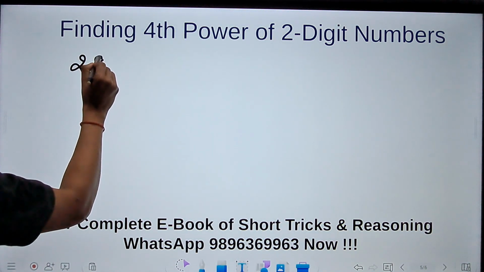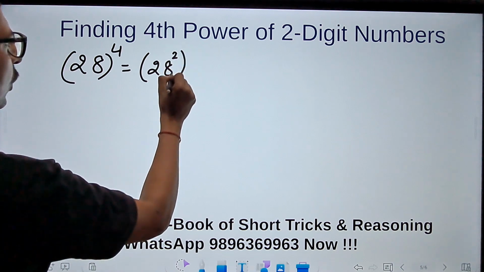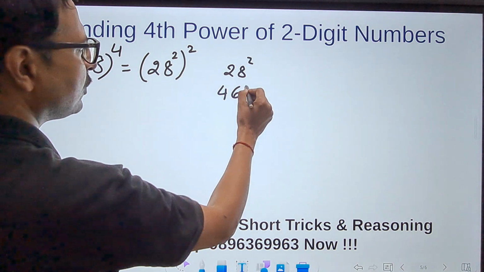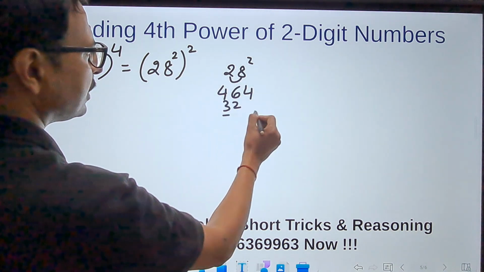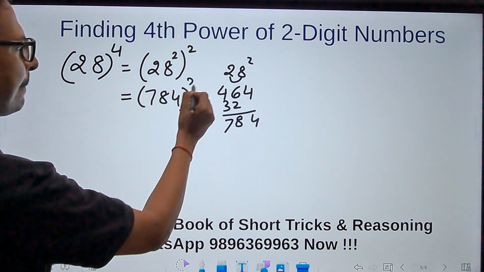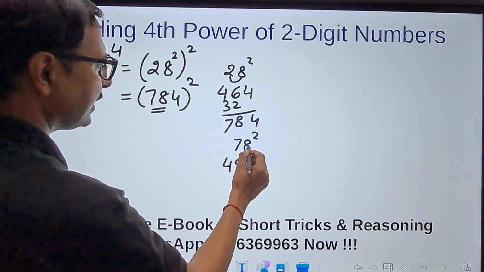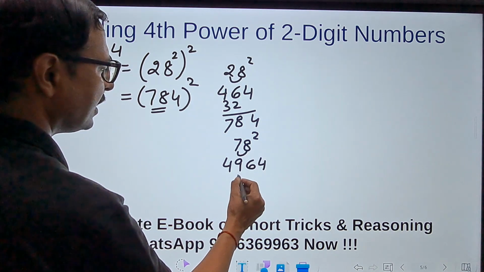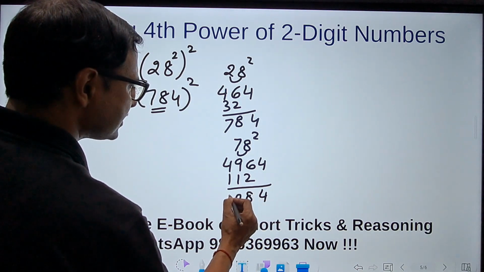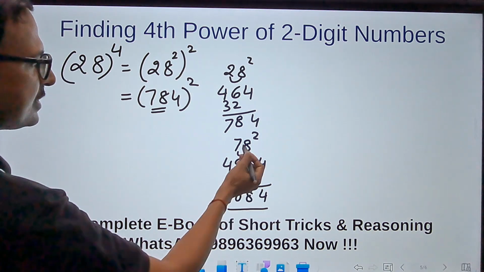Can we do 28 raised to power 4? So let's do it quickly now. So this is 28 square whole square. So if I want to do 28 square, what will I be doing? 2 square 4, 8 square 64, and then 16 double 32. So 4, 8, 7, 784, right? So this is practically 784 square. Now for that I need 78 square. 78 square, 7 square 49, 8 square 64, 7 8s are 56, means double is 112, and so 6084, that is 78 square, right?